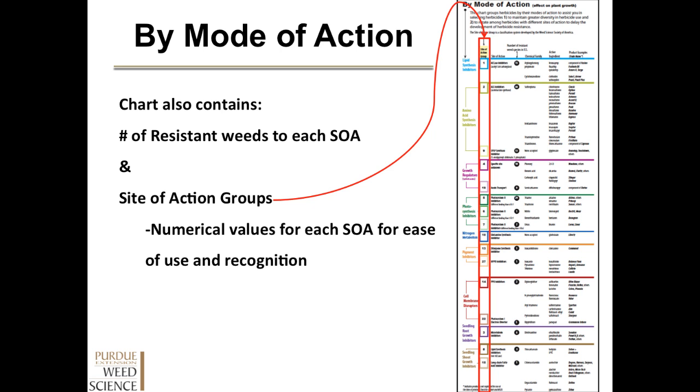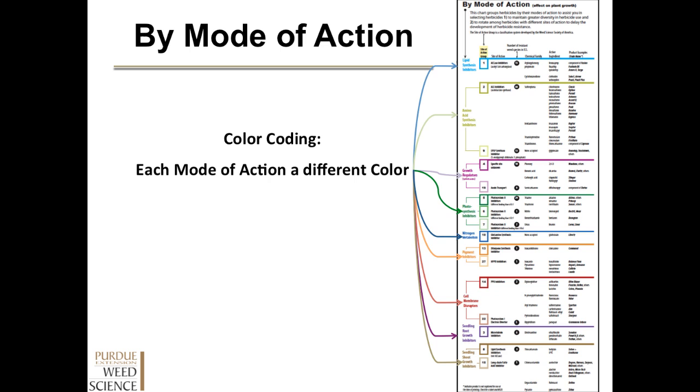Just write down a number and it's much easier. The next thing you'll notice is that there's a color coding scheme here. Each mode of action, again, that's the effect on plant growth, that's the more broad category on the far left. Each one has its separate color.